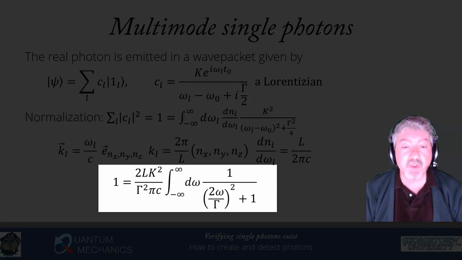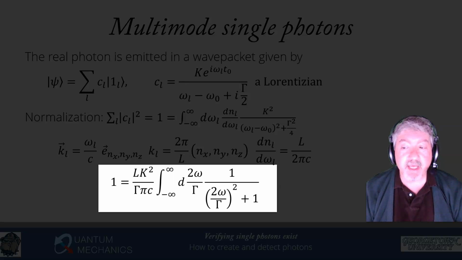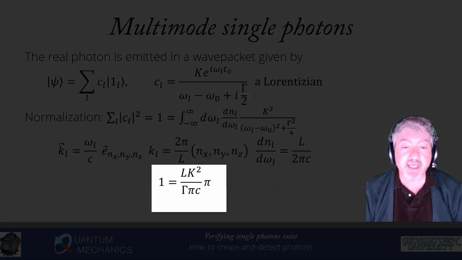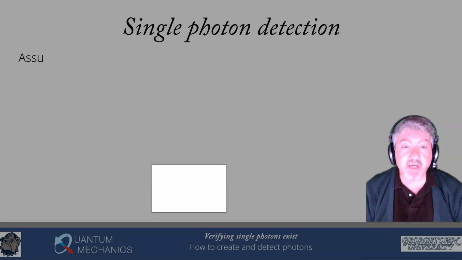I'm going to pull a 2 over gamma from that constant on the left-hand side and make it d(2 omega over gamma). And now I just do a u substitution with 2 omega over gamma. I'm going to get an integral du 1 over u squared plus 1. That's just an arctangent, and because I'm going from minus infinity to plus infinity, it's over a period of the tangent. So that's going to equal pi, and that's going to cancel the pi that's in the denominator. And then when I solve for K, I'm going to get that K is equal to the square root of gamma c over L. So we find that K is the square root of c gamma over L. So I can plug that in now into the integral.